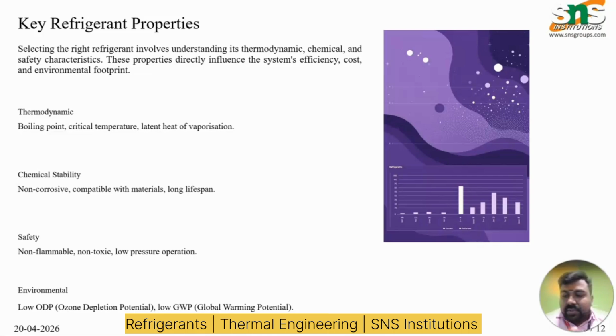Chemical stability: the refrigerants should be non-corrosive, with compatibility with the materials, and they should have a long lifespan. So in safety concerns, the refrigerants should be non-flammable and non-toxic, and also have low pressure operations. Environmental conditions: the ODP is nothing but the ozone depletion potential, as well as the GWP. It should have low GWP, that is, low global warming potential.